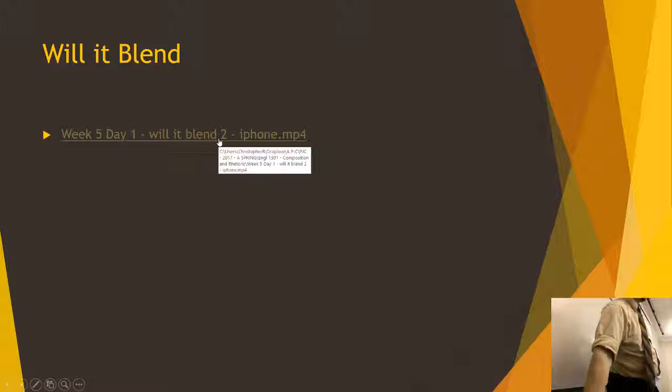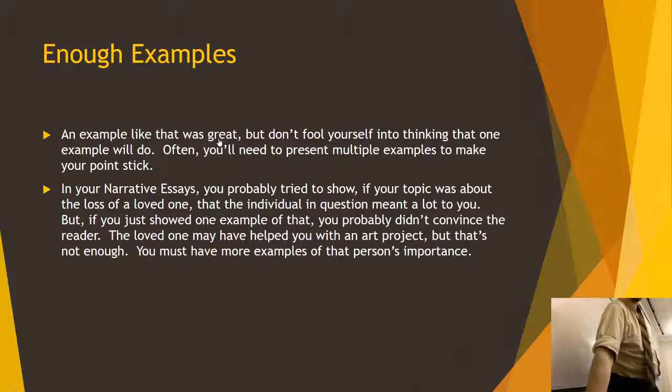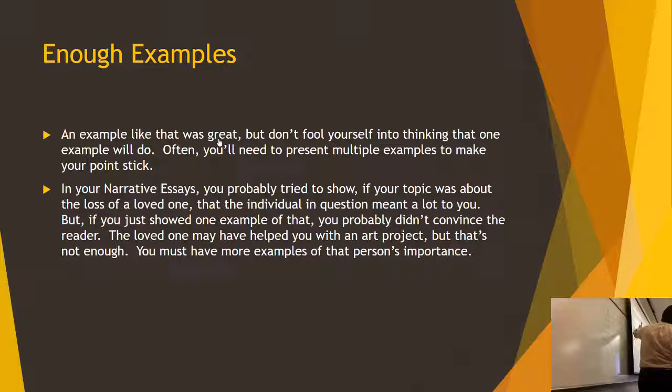See? Blends an iPhone. So I know that my blender can blend an iPhone. However, you need to provide enough examples. For example, if you had the loss of a loved one and tried to show that the individual meant a lot to you, but you just showed one example, you probably didn't convince the reader. Your loved one may have helped you with an art project one time, but that's not enough. You can't say, my dad was amazing, he helped me with that art project that one time. That doesn't tell me your dad was fantastic. I need to know more.